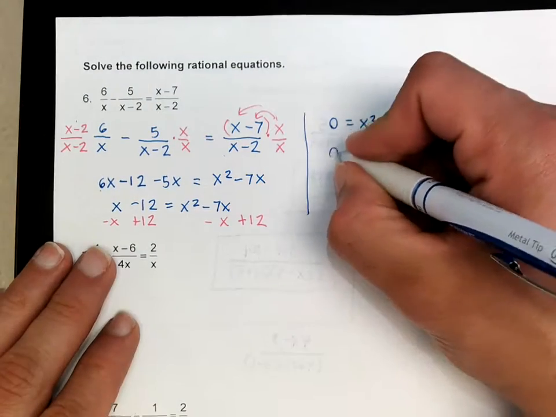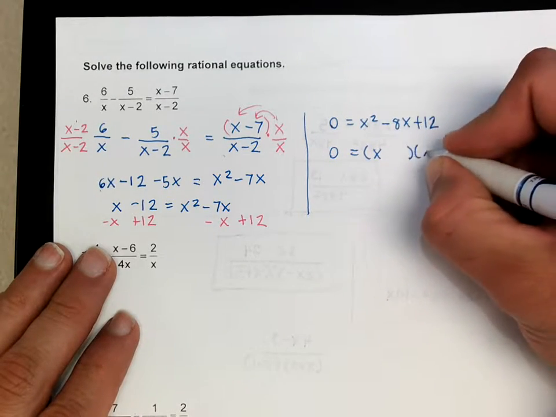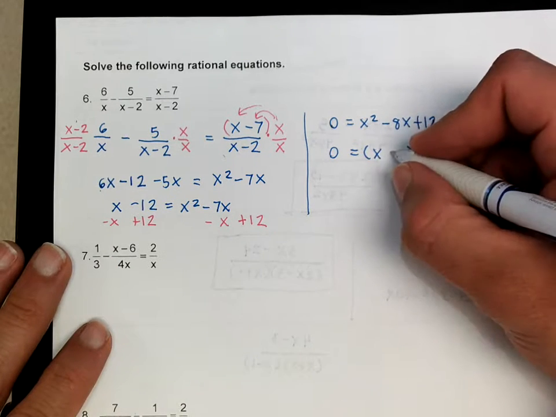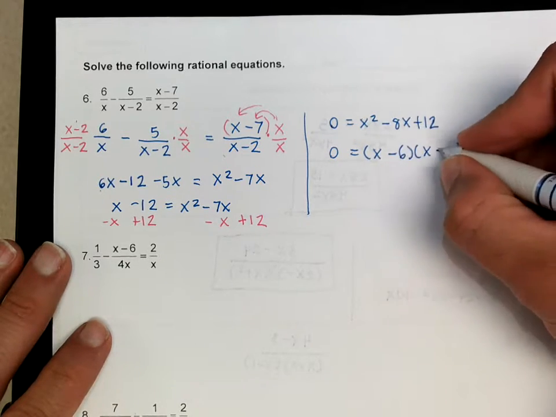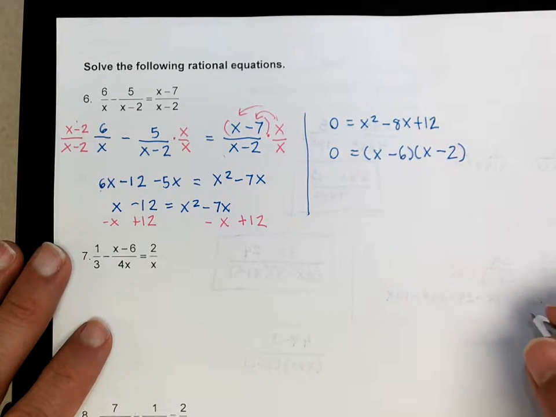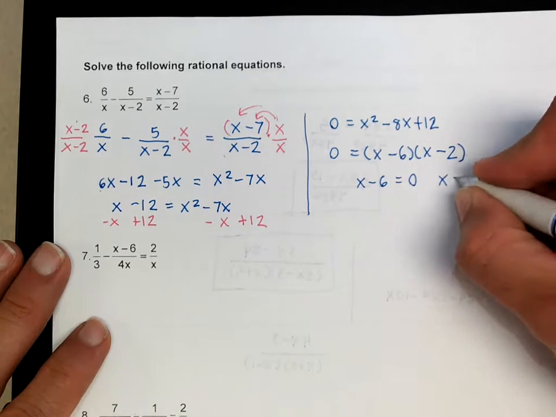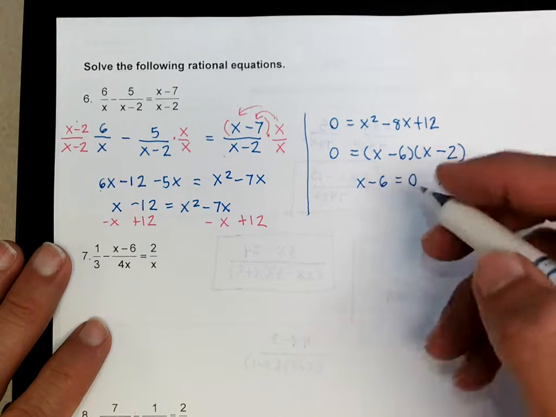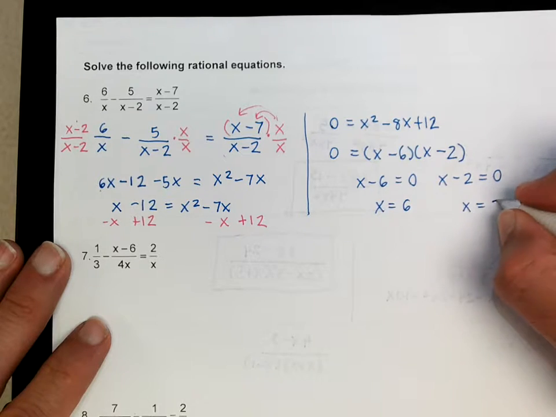Now I expect you to be able to factor this, but if not, you should. By this time we've been factoring long enough. So this is going to be 2 negatives. Factors of 12 that add up to 8 are 6 and 2. So now we have two factors. You set them both equal to 0 and solve. Add 6 to both sides, so x is equal to 6. And on this one you would have x is equal to 2.